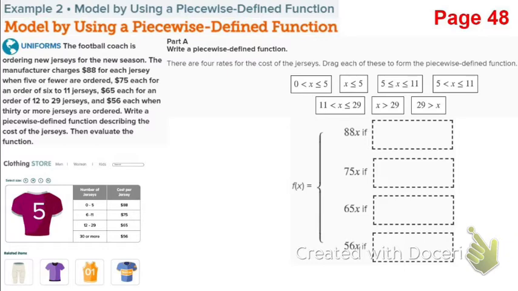If you need between 12 and 29 jerseys, you're going to pay $65 a piece. And if you need to outfit your whole team, as long as there's 30 or more players on the team, it's only $56 a piece if you're going to get 30 or more jerseys. Hopefully these are really well made and they can last for a couple of years, right? So those are pretty expensive.